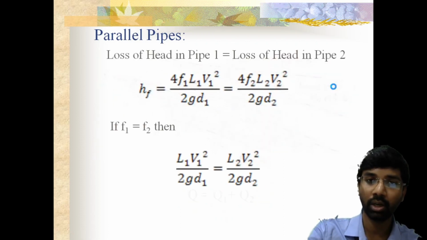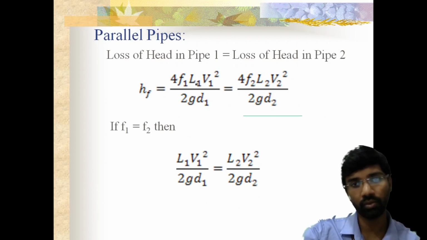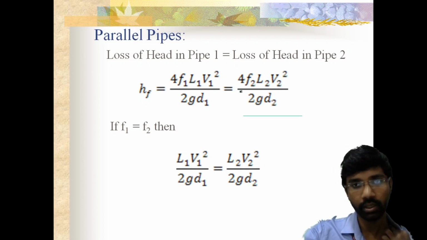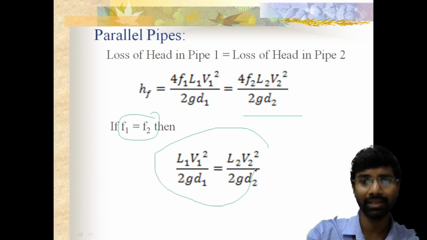That is, the loss of head in pipe 1 equals the loss of head in pipe 2. So hf equals 4 f1 L1 V1 square by 2gD1 equals 4 f2 L2 V2 square by 2gD2. If f1 and f2 are equal, then the equation turns like this. By using this equation also, some types of problems can be solved.